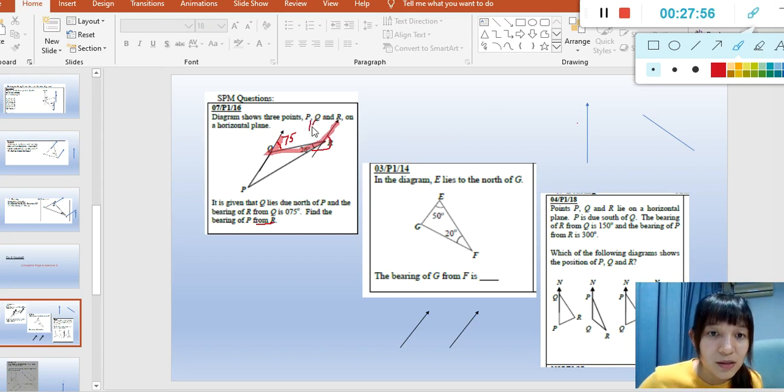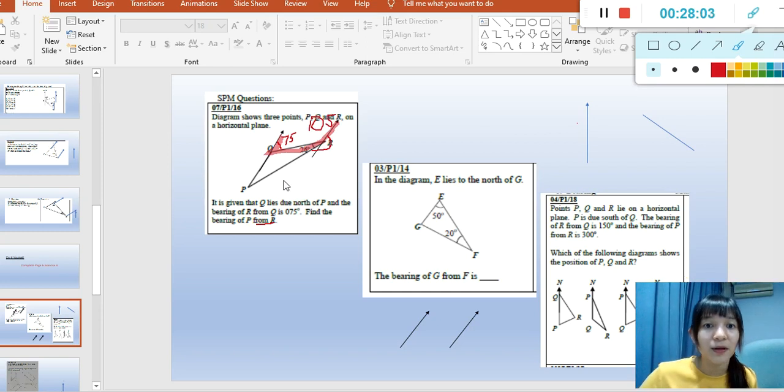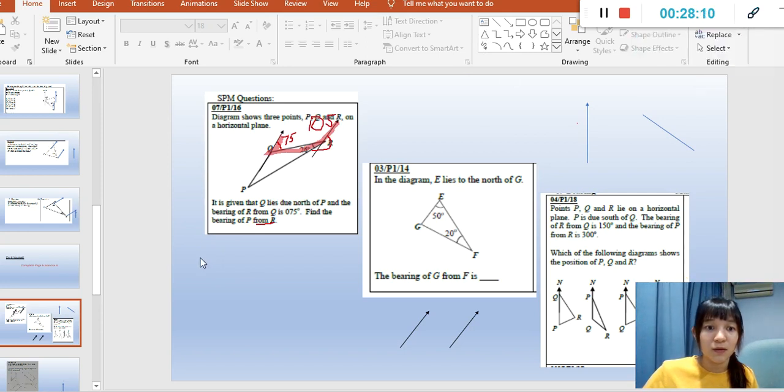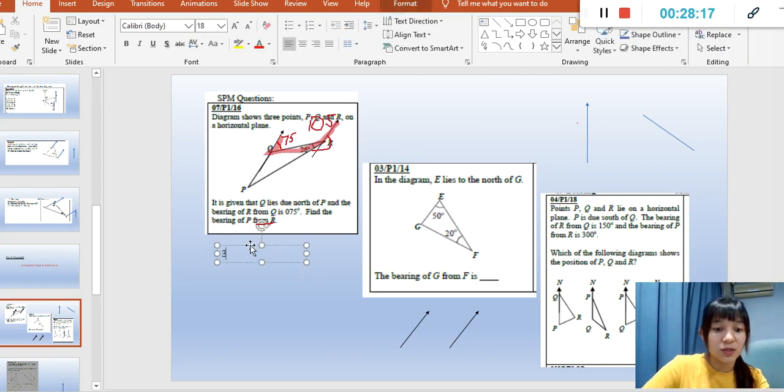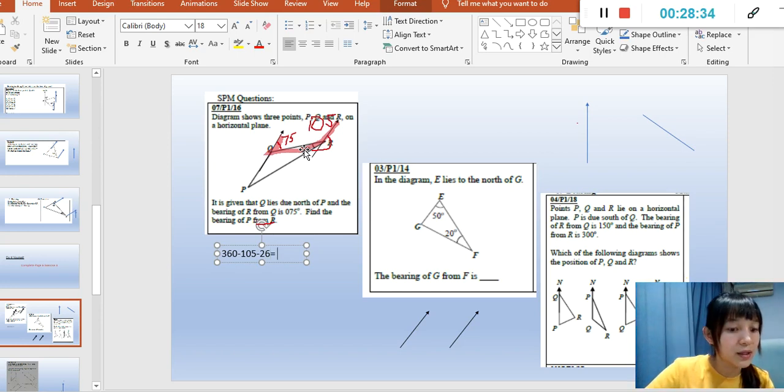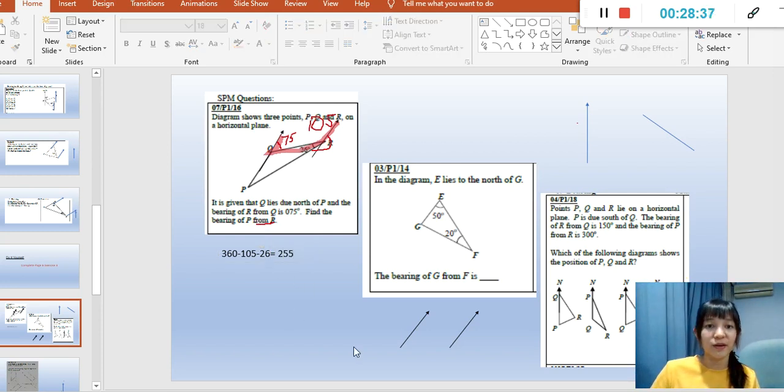This part here is 105, this is 26, and the rest will be that bearing. What do you do? You take 360 minus 105 minus 26. Is it 26? Yes, it's 26. Equals to, what is the bearing? It's 255 degrees. The answer is 255.